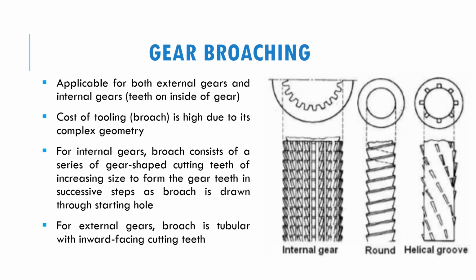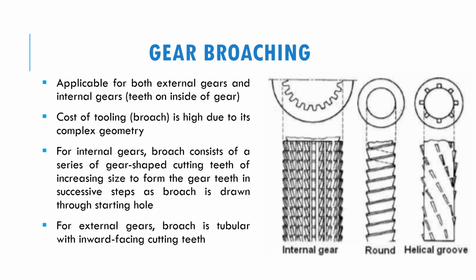The last process is gear broaching. Gear broaching is applicable for both external and internal gears. The cost of the tooling is very high because it is a special tool and it has a very complex geometry. For an internal gear, a broach consists of a series of gear-shaped cutting teeth of increasing size to form the gear teeth in successive steps as the broach is drawn through the starting hole. For an external gear, the broach is tubular with inward-facing cutting teeth. We'll see an example of this.